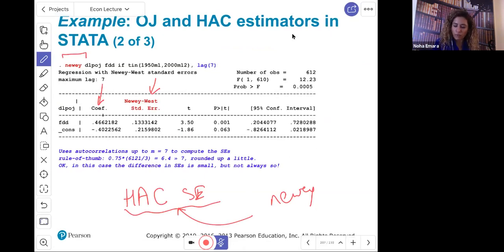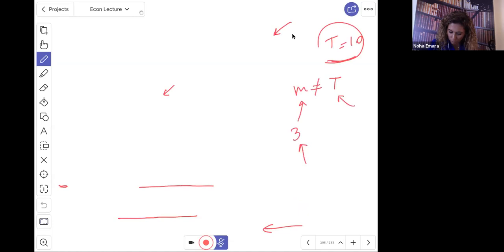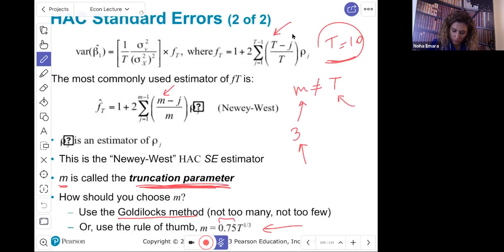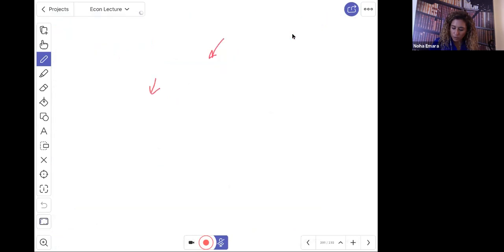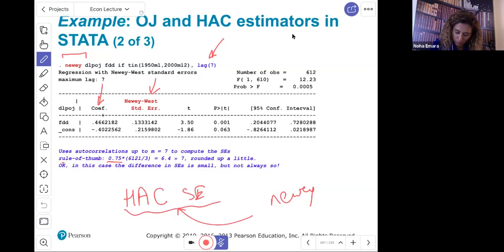The other thing I need to specify is how many lags you want to compute serial correlation for. This brings us back to what I was just explaining, the truncation parameter. I have to tell Stata how many M I want. Do you want to compute the serial correlation for the last 10 years, or just pick 3? If we base our decision on the rule of thumb, which I always go with, I never go with a Goldilocks method of too many and too few, the rule of thumb is to take 75% of the whole sample size, and then raise it to the power one third.